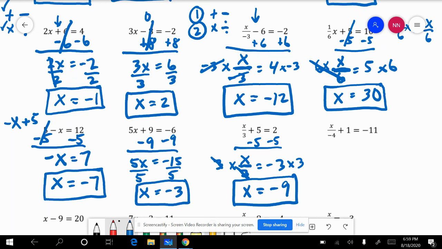And for our last one, we're going to subtract the 1. We get x over negative 4 equals negative 12. We're going to times by negative 4. And what we get is x is equal to 48.